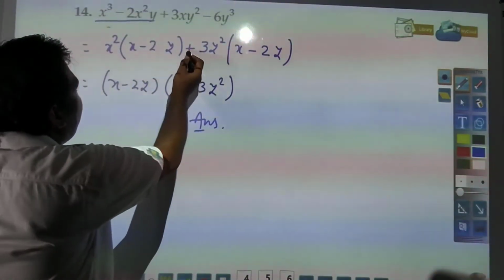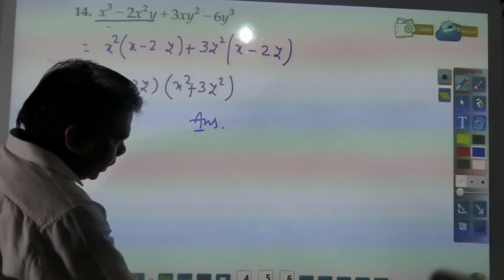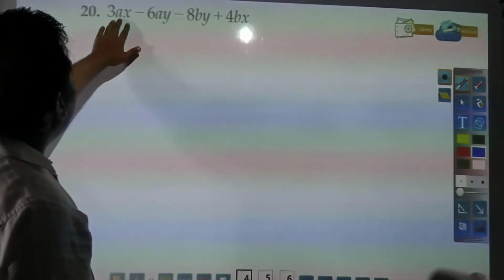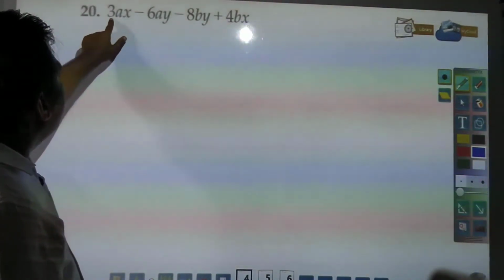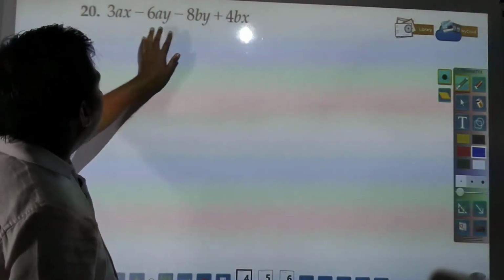Okay, here you will have plus 3y square, so plus you will be having. Next question we will see. Question number 20: we have taken 3ax minus 6ay minus 8by plus 4bx.